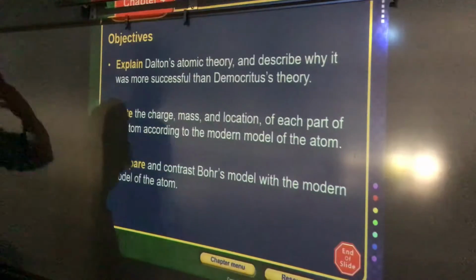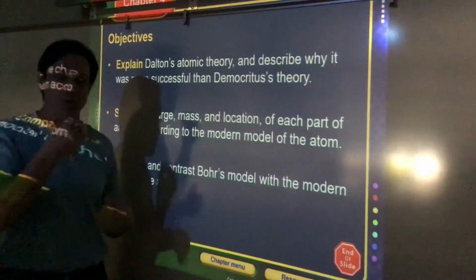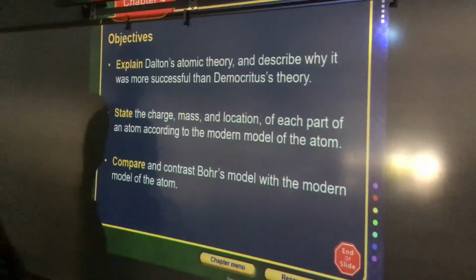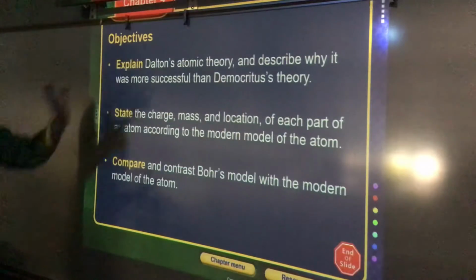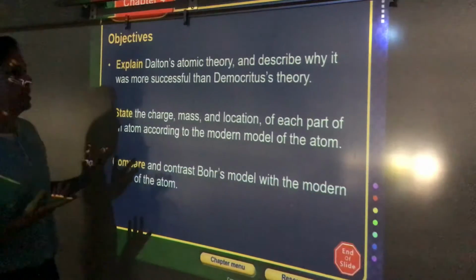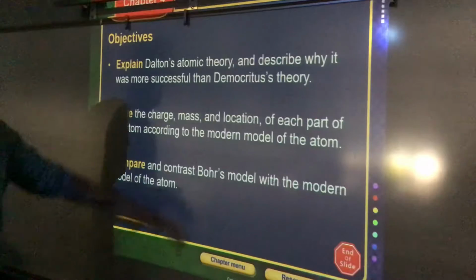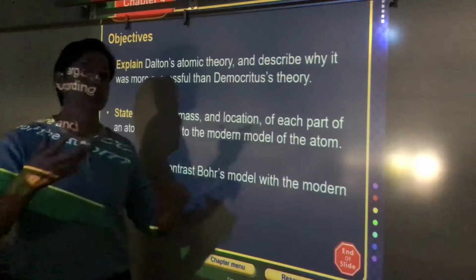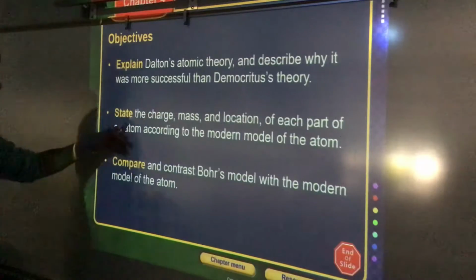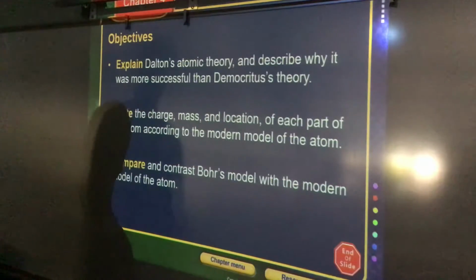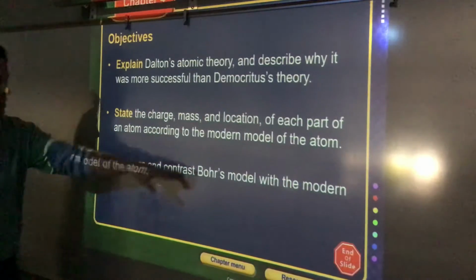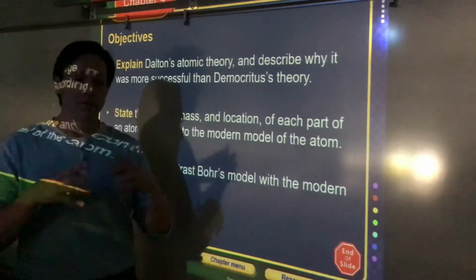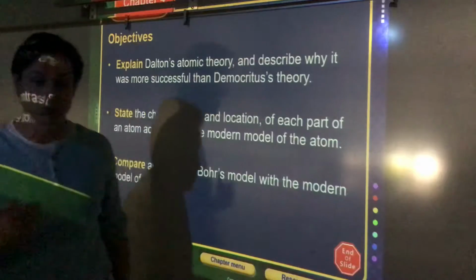So I'm just going to go slowly into this with the periodic table since I don't have you guys in front of me. A couple of things that we're going to work on: talking about Dalton's atomic theory, and basically why it was more successful than Democritus, who was one of the first people to address atoms and motion and particles. We'll talk about charges and mass and location, where they're at, and compare and contrast Bohr's model. Basically what they were trying to do with these is figure out the shape of how things work.